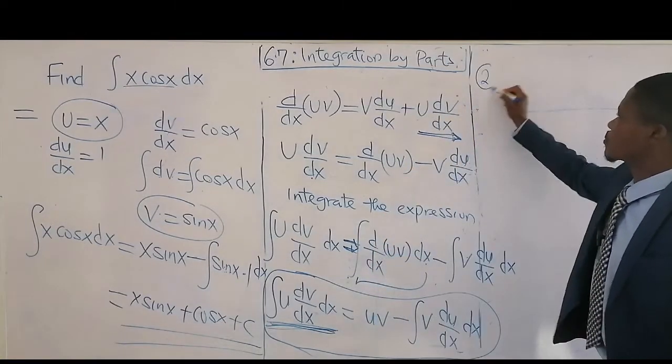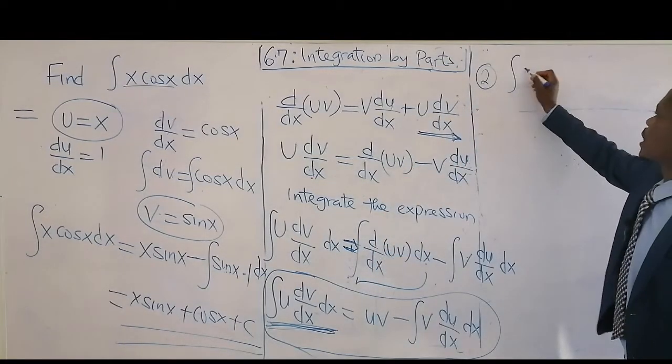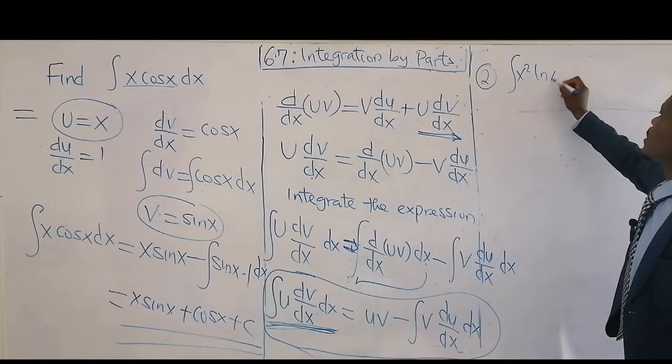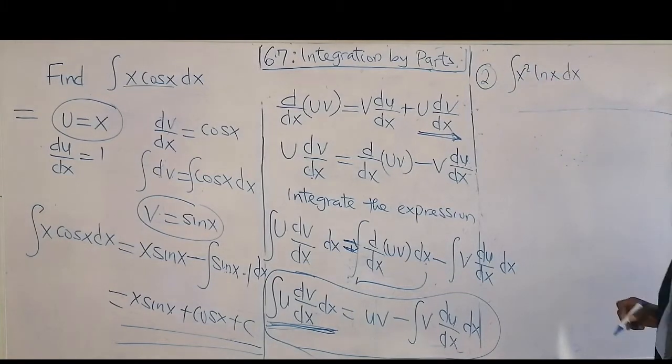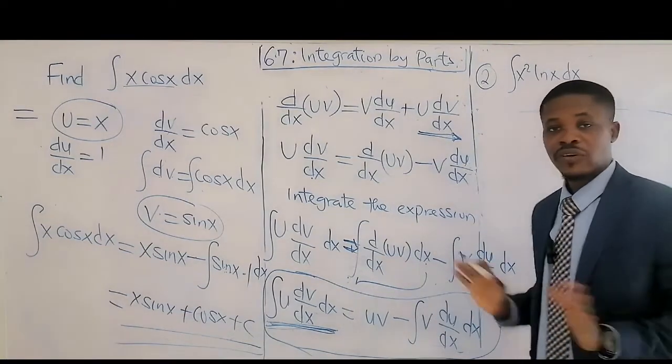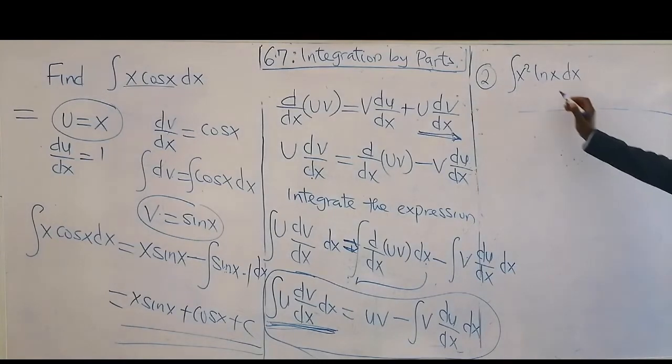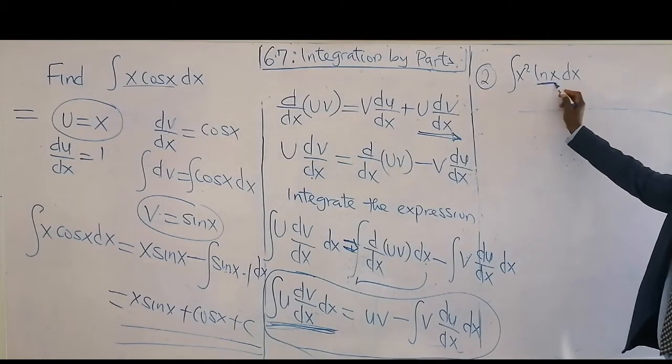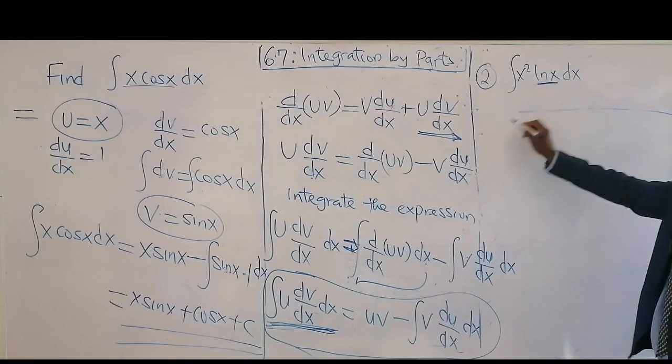Question 2. Find the integral of x squared ln x dx. That's the second example. So how do we solve this question? If you look at it now, the question is, what will be my u and what will be my v? That's the first question. So check the question. We don't have the integral of this one, we cannot integrate this. So we're going to take this one as u.